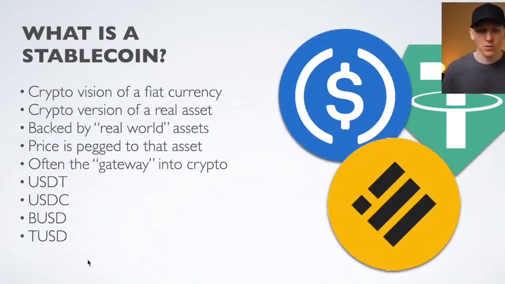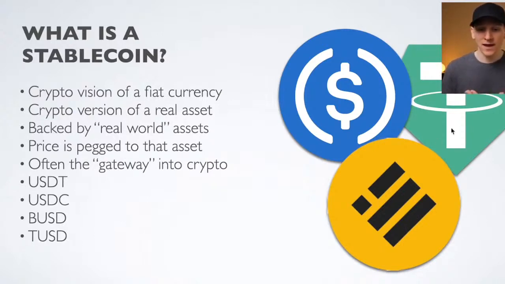We need to get into stable coins though, because these are the entry into the crypto space, and they're also used to trade against every other crypto. So a stable coin is a crypto version of a fiat currency. It is always a crypto version of a real asset. So it doesn't have to be a fiat currency. There are other stable coins that are backed by other very stable real assets, maybe like gold, but it is definitely backed by a real world asset. And that's why it's called stable coin. Its price is pegged to that real world asset.